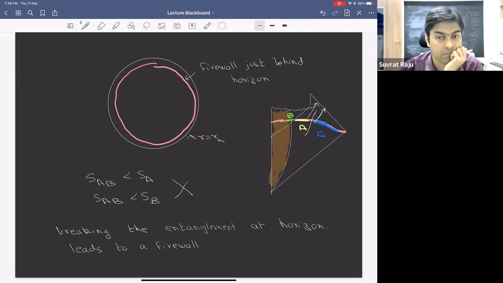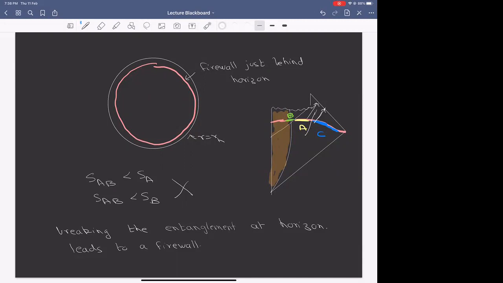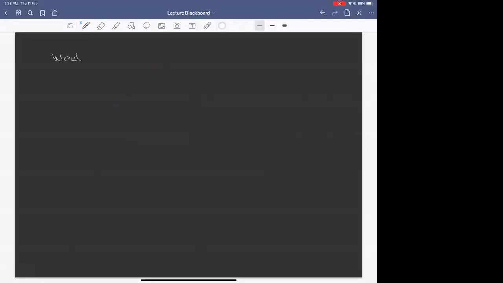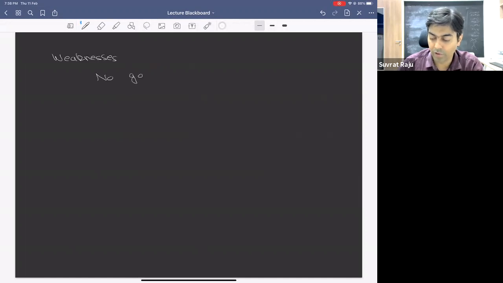Is there a question? Yeah, should you not give some mechanism for this breaking of entanglement? Yeah, thank you. So I will. That's in fact one of the weaknesses. That's exactly the question. So, what are the weaknesses? There's no good mechanism for producing the firewall, or for stabilizing it.